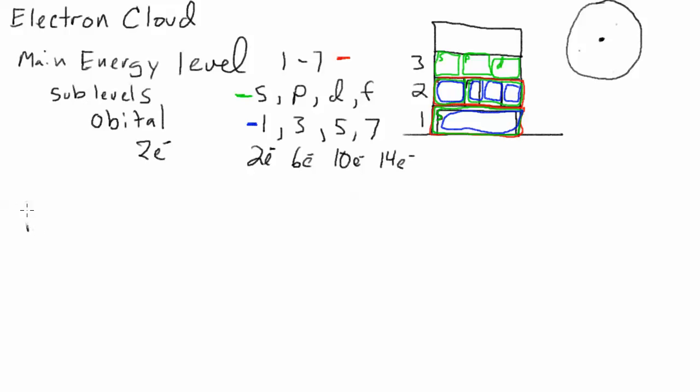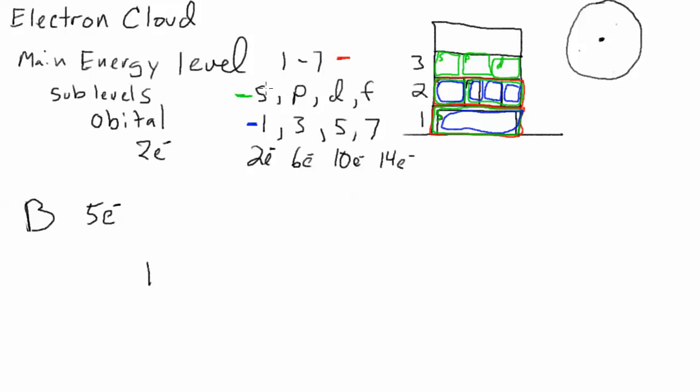All right, so boron, B. If you look on the periodic table, boron's atomic number is 5, which means that it usually has 5 electrons. So boron has 5 electrons, and those electrons live inside of the electron cloud. So let's build up boron's electron cloud, starting with the first energy level.